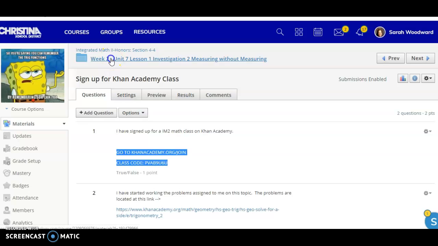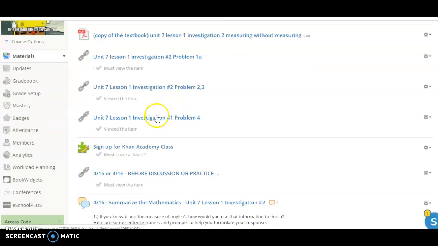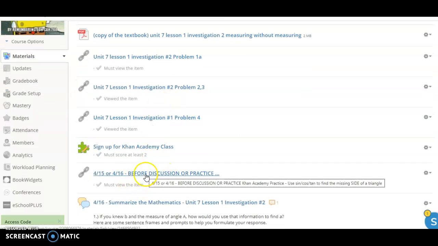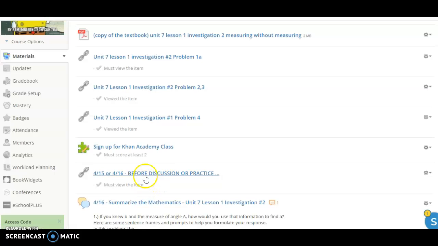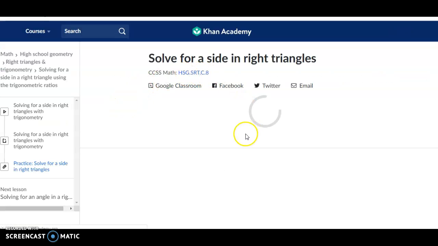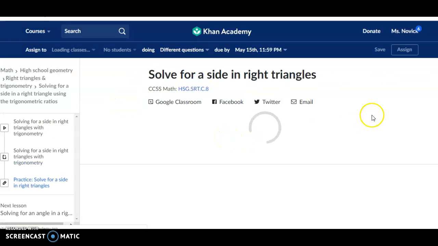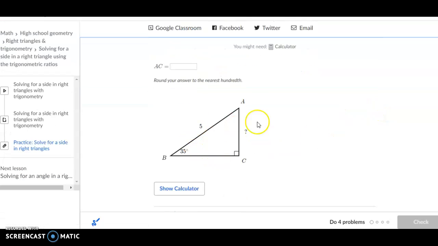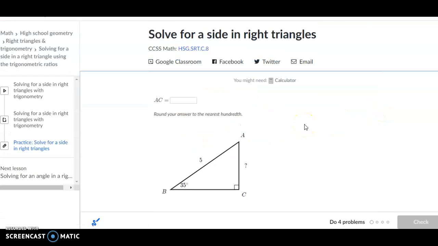So let's go back to our assignments. So then you go to this and it says, do this before the discussion or practice. Now, this is the link to what you guys are going to be working on. So you just click on this. It should take you to this page, and these are the problems you're going to be practicing with. If you can understand these problems, the discussion will be easy, okay?